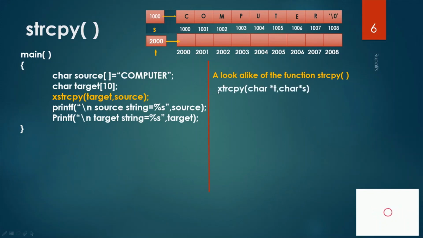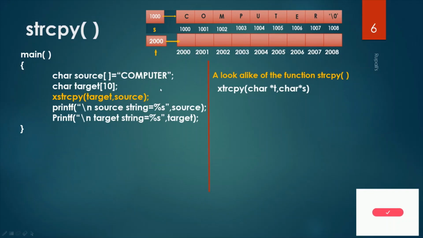See, first you have to write xstrcpy. First you have to pass what? The target string base address. So the target string base address means 2000. 2000 is an address of a character, so you have to write char *t, meaning t can hold an address of a character.